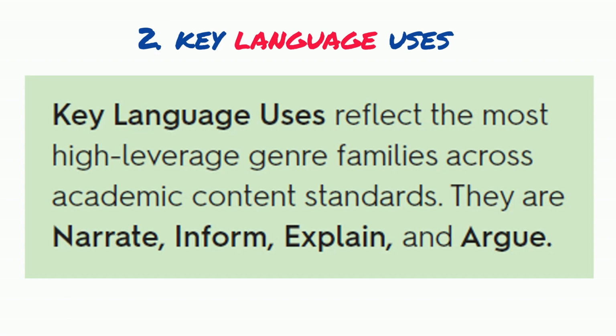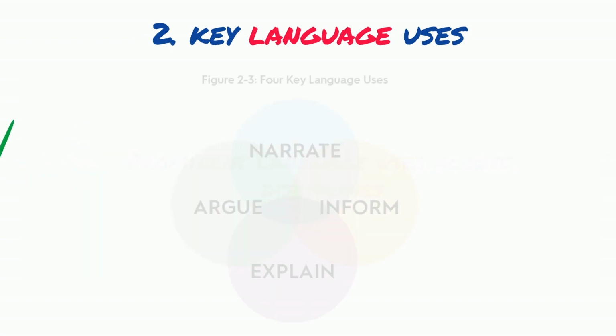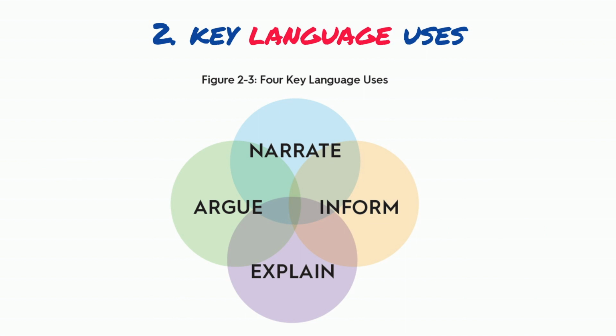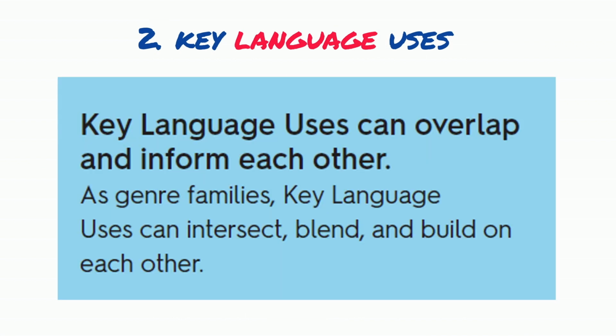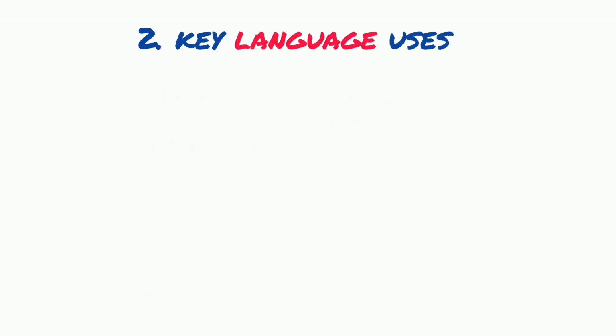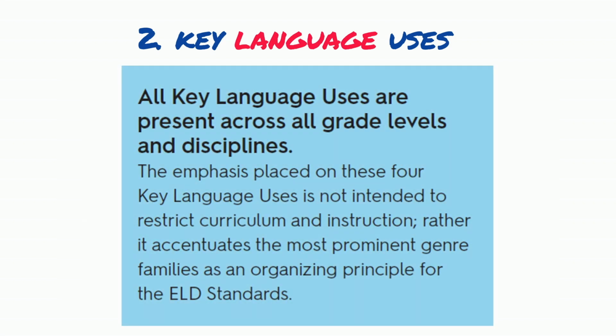Key language uses reflect the most high-leverage genre families across academic content standards. They are narrate, inform, explain, and argue. Key language uses can overlap and inform each other. As genre families, key language uses can intersect, blend, and build on each other. All key language uses are present across all grade levels and disciplines.